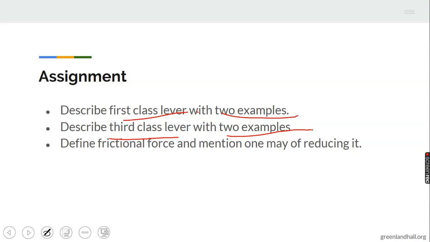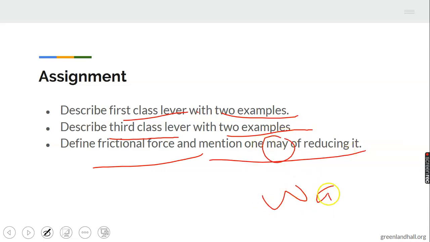Then define frictional force. Frictional force is an important force which you cannot just overlook like that. Define frictional force and mention one way of reducing it. One way of reducing frictional force. I told you we have frictional force that occurs in solids. We have those that also occur in liquids.